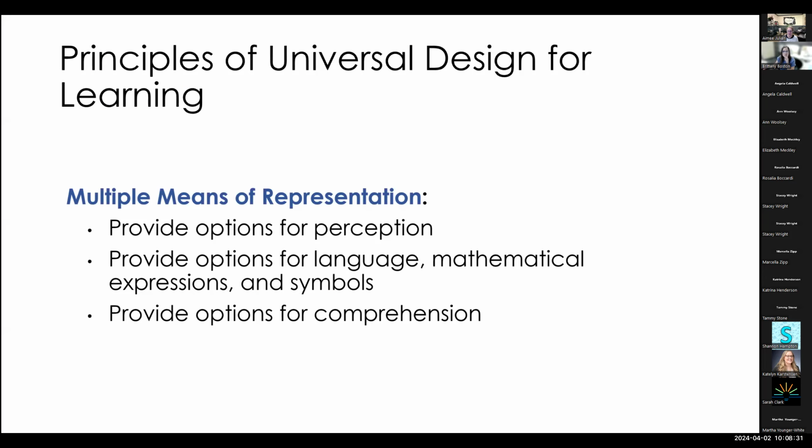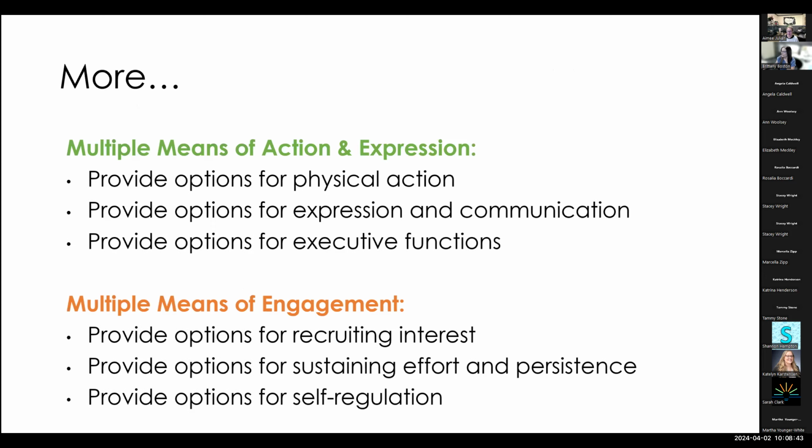The principles of UDL are that there's going to be multiple means of representation. So provide options for perception, provide options for language, mathematical expression, and symbols, and then provide options for comprehension. There's also multiple means of action and expression, and multiple means of engagement. So really what we're looking at here is how do you allow the student, again, because it's Department of Education coming out with universal design, they've been talking about it since the 70s, that idea of provide options for physical action, options for expression and communication, options for executive functions, and then engagement.